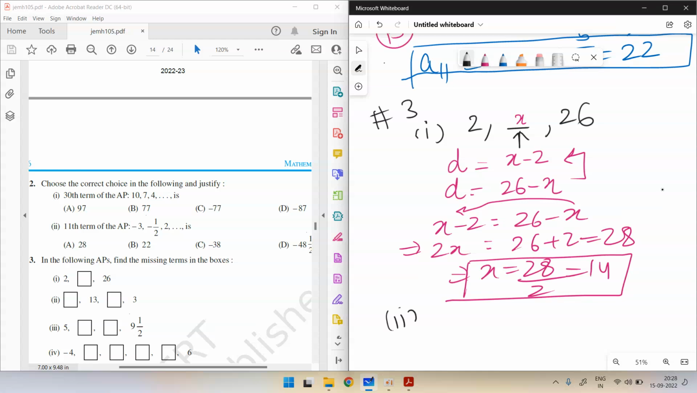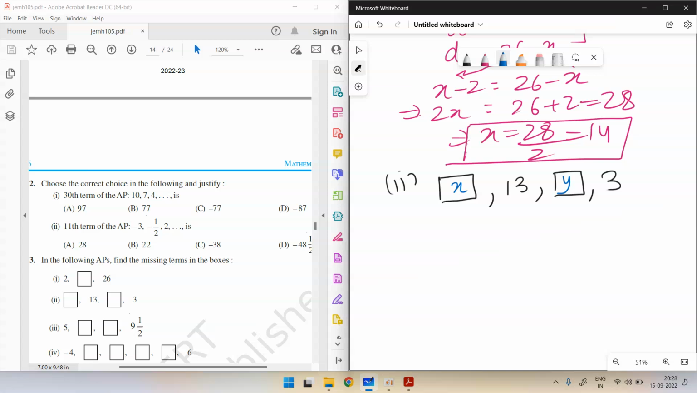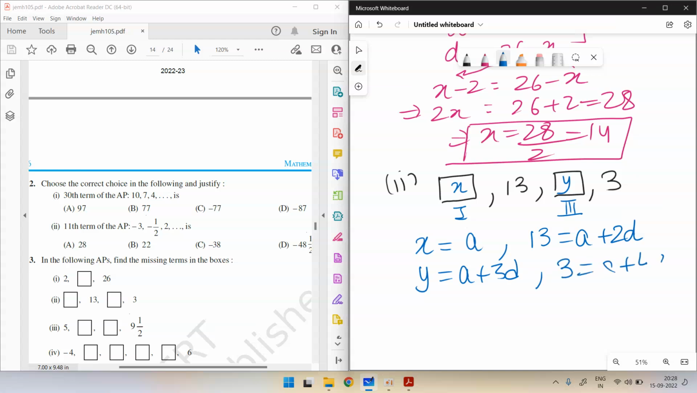The second question gives three terms: 13, and 3, with x and y missing. I'm taking these to be x and y, so ultimately x is my first term and the other is my third term. So x is a. What is 13? 13 is a plus 2d. What is y? y is a plus 3d. And 3 is nothing but a plus 4d.